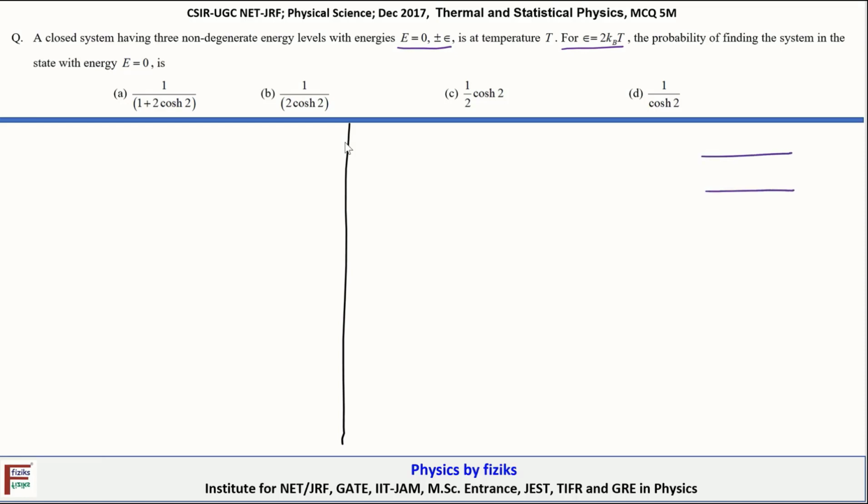Okay, so let's first draw the energy levels, and these are minus E, 0 and plus E, and it's also given that all of these energy levels are non-degenerate, so that means the degeneracy for all the levels is unity. Okay, now we can write the partition function for this system, Z, that is equal to the sum over all states Gi exponential minus beta Ei, okay, where Gi is the degeneracy, which is unity in this particular case.